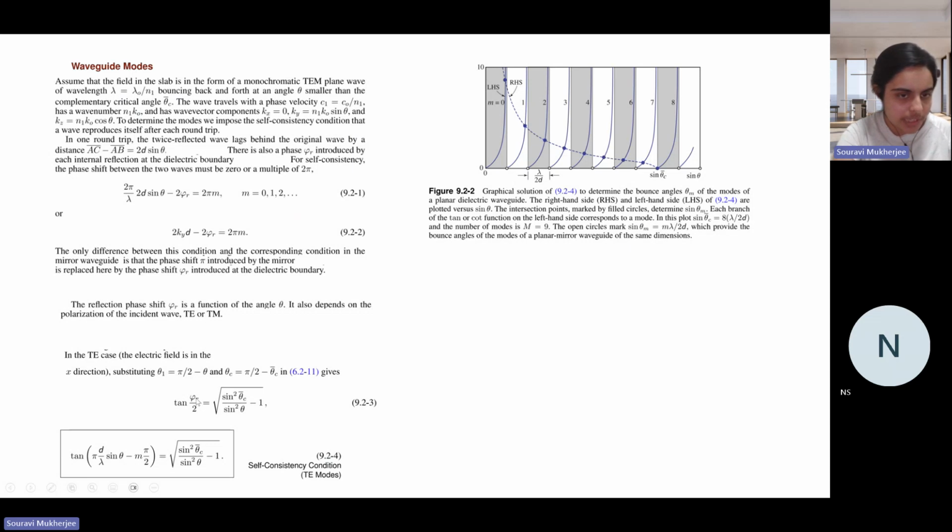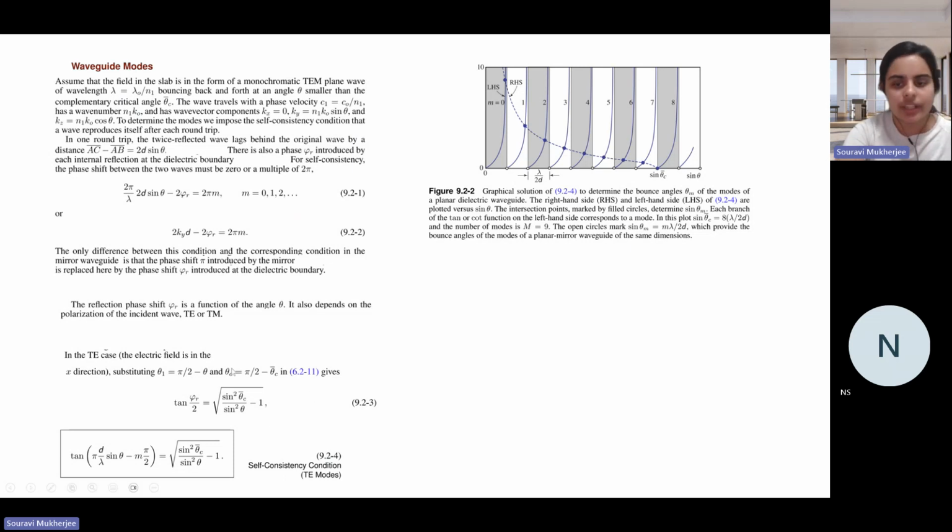And if you put that expression here, you would get something like this. So here, when you are writing phi r, you are using this relation to replace phi r, and then this is what you get. So this is your self-consistency condition for TE modes.